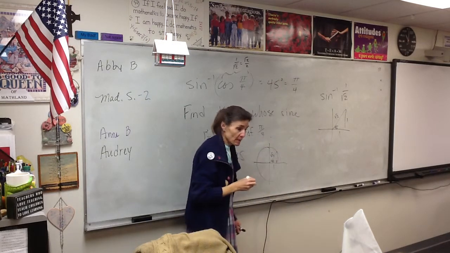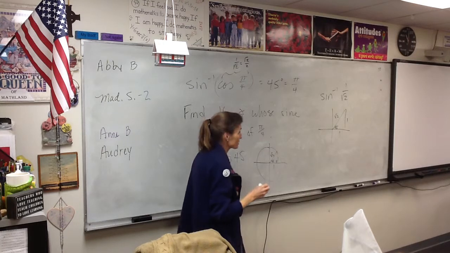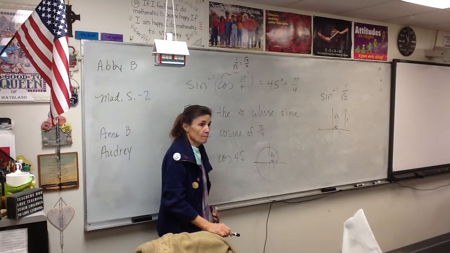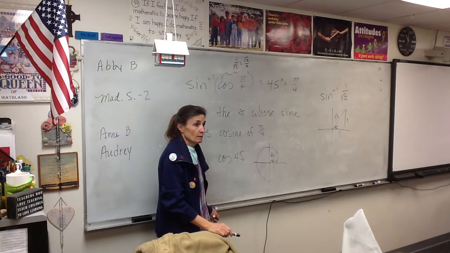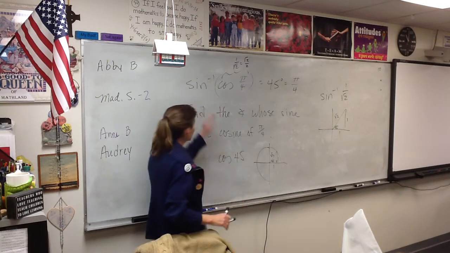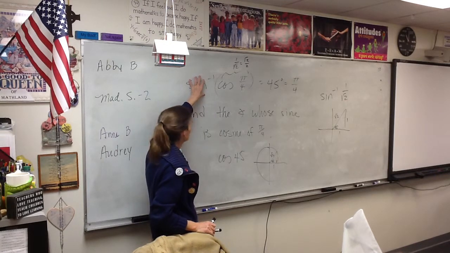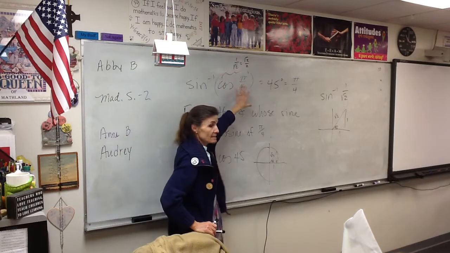I don't know whether I was supposed to, I didn't read the directions. I don't know if I was supposed to answer in degrees or radians. Either one. Okay. It makes more sense if you make yourself read it. Find the angle whose sine is this number.